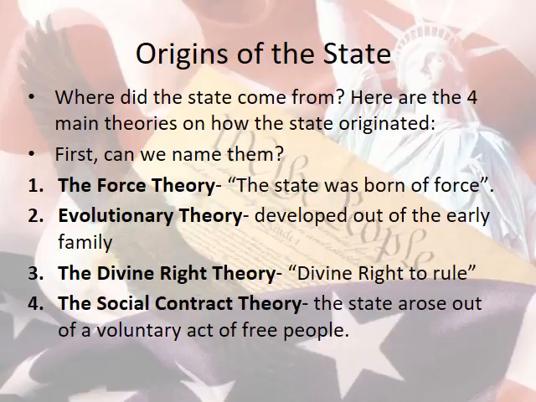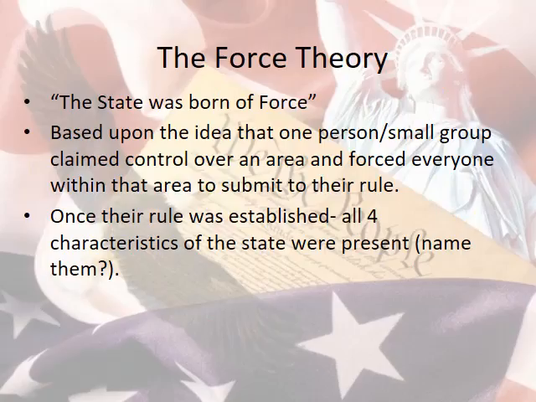You hear the word divine, we think about religion. And that's exactly what it meant. If you rule under divine right, you have that right from God. And the social contract theory, that the people freely submitted themselves to a government. All right, so once again, the force theory is the idea that one person or small group claimed control by force. Once the rule is established, all four characteristics of the state were present. Can you name them?